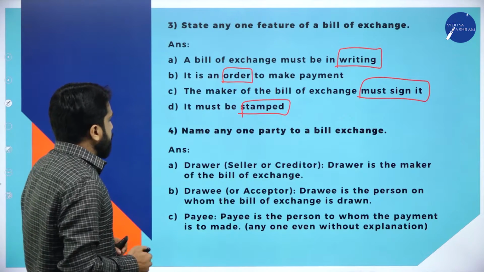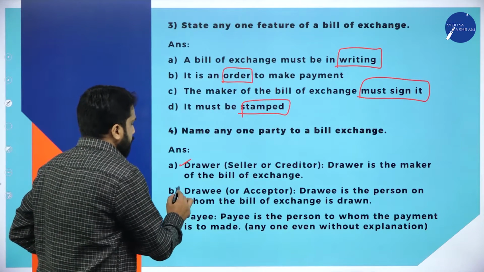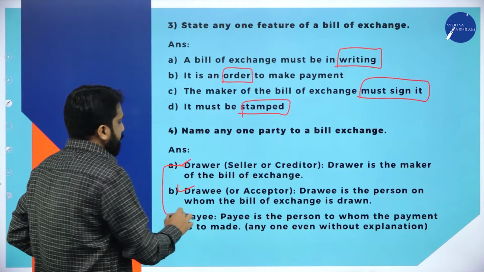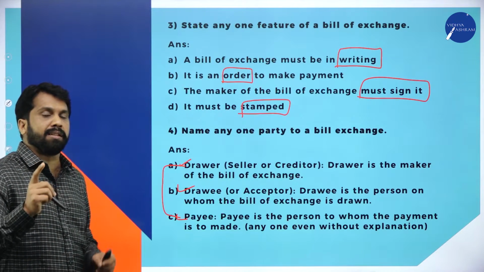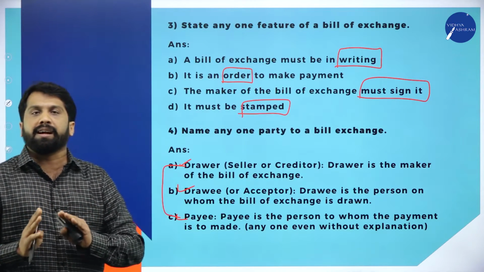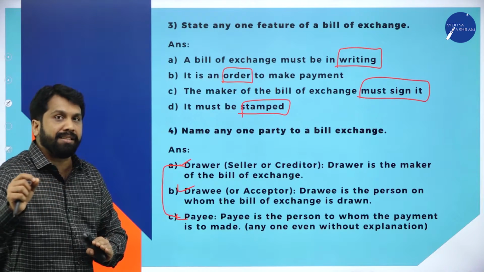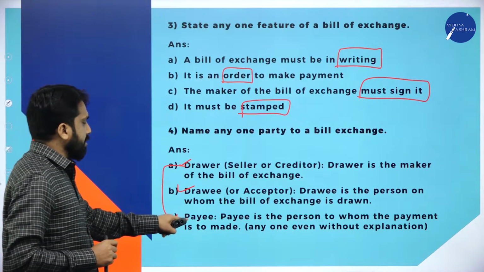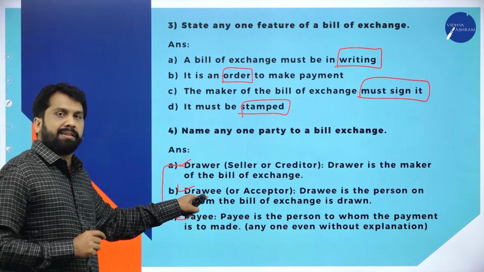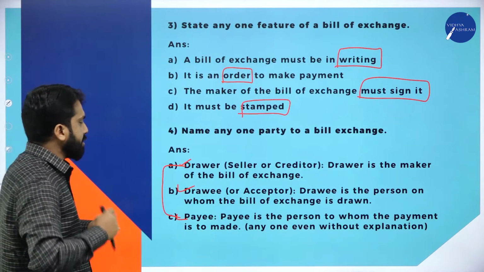Now, who are the three persons? One is drawer, drawee, and payee. Remember, drawer and payee can be the same person, the person who receives money. Remember, for your understanding, the seller is called the drawer or payee. The buyer is called the drawee. Clear? Easy to remember. Write it down there itself.